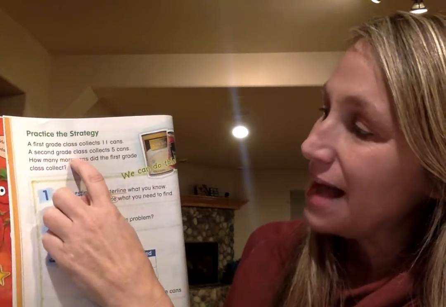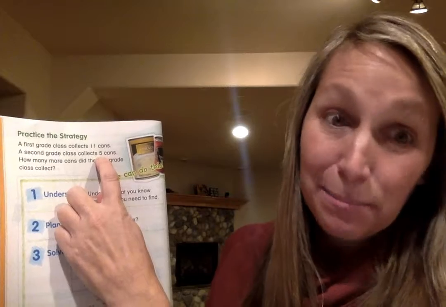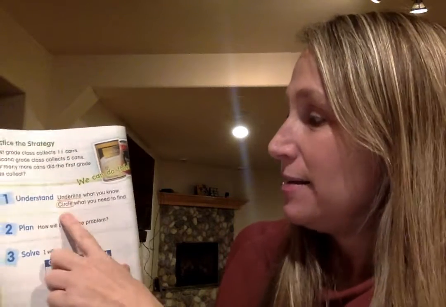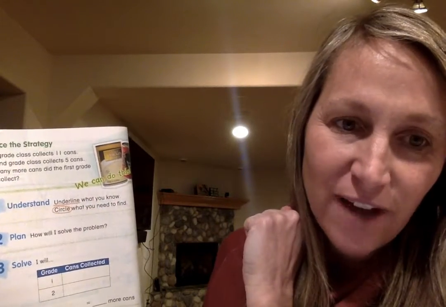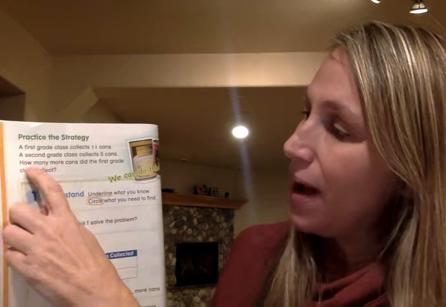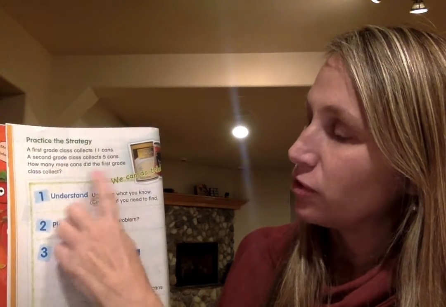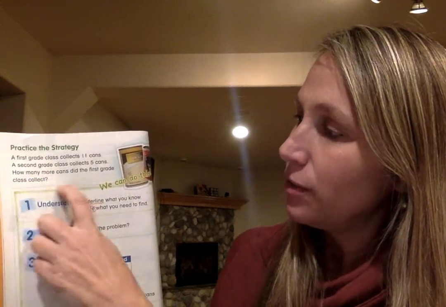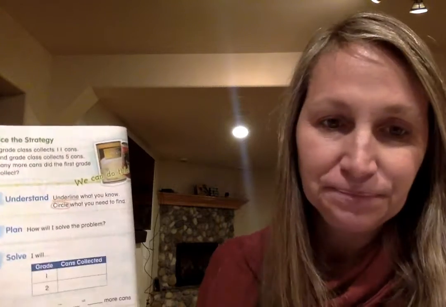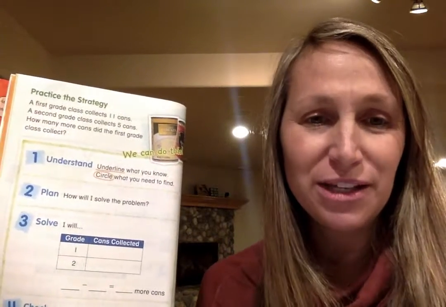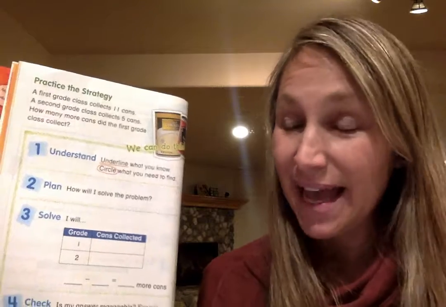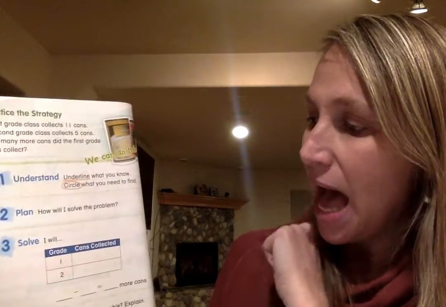A second grade class collects 5 cans. Please underline that. Now we need to circle what we need to find out. And we need to find out how many more cans did the first grade class collect. So you're going to draw a circle around that. Now, we're using the strategy, make a table. So the plan is, I will solve the problem with a table.